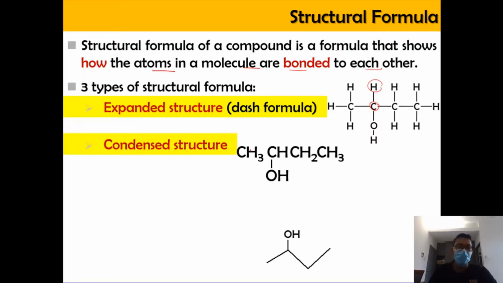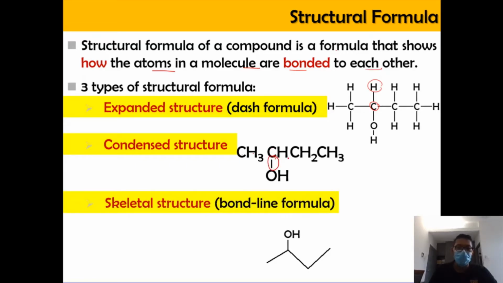Meanwhile, for the condensed structure, the bonding is hidden for carbon and hydrogen, but the carbon and oxygen bonding is still shown. And the skeletal structure is basically a bond line formula, the same representation but using lines, where each single step refers to a carbon, each intersection refers to another carbon, and here also refers to a carbon. And here you can see that the hydrogen is hidden.